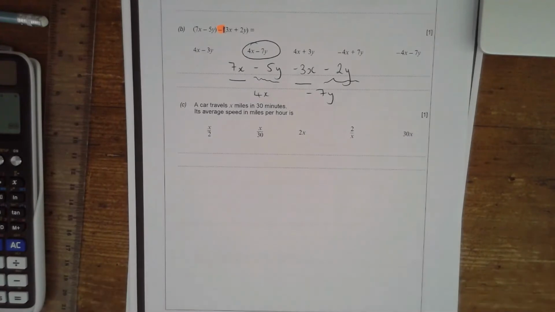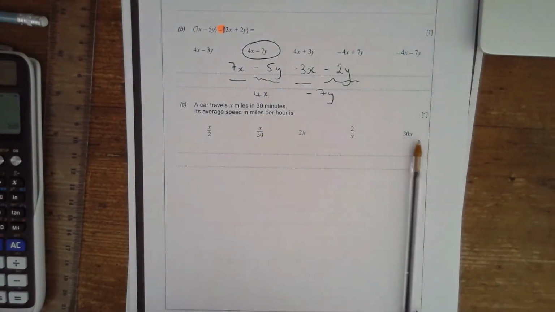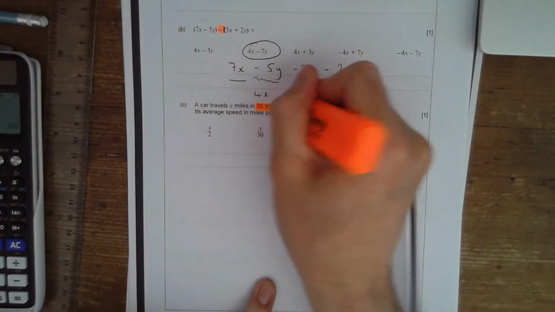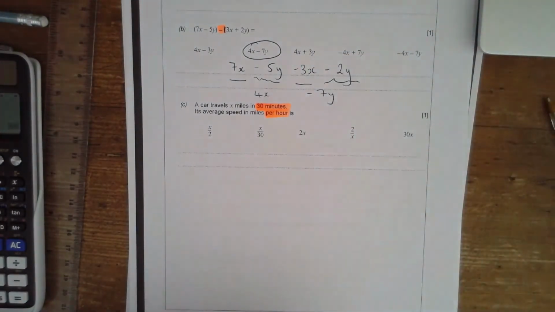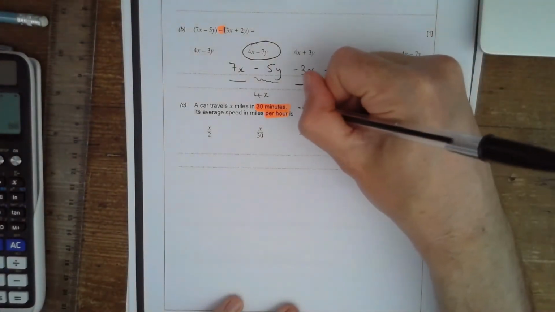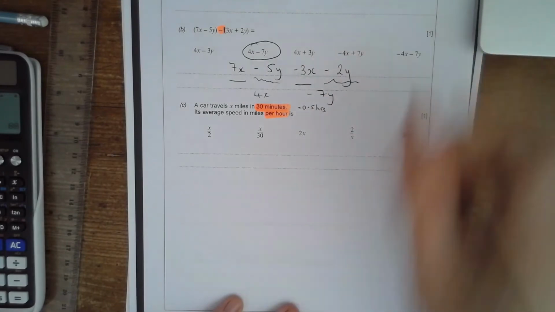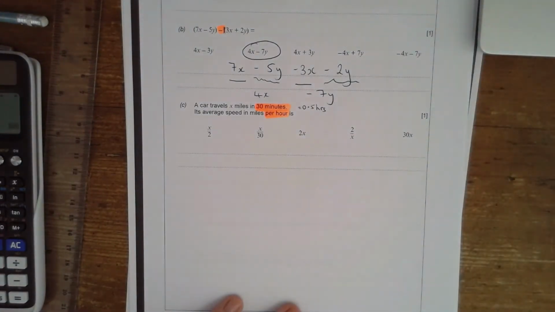The next one, part C, says a car travels X miles in 30 minutes. Its average speed in miles per hour. Now that's the key word here, 30 minutes per hour. They're not the same. We need to go and change 30 minutes into hours. 30 minutes past is the same as saying 0.5, which is the same as saying half past, okay? Half past will be 0.5.